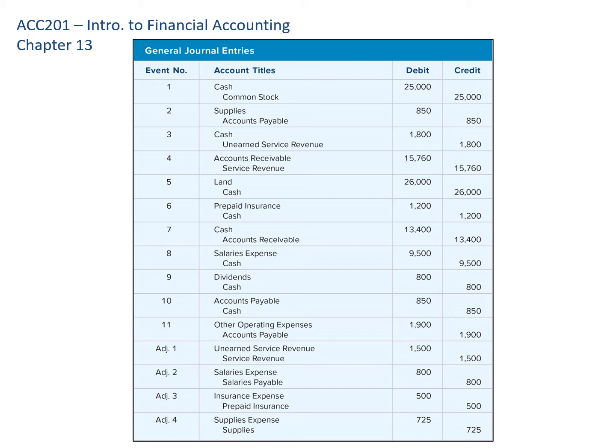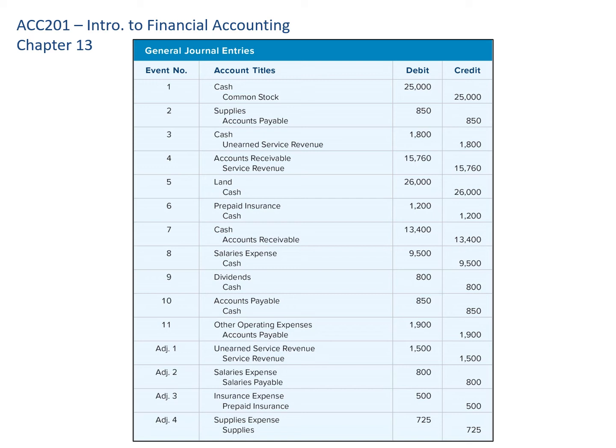Next adjustment, recognize $800 of accrued salary expense, so that's wages that people have earned but that we haven't paid yet. So I increase expenses with a debit and increase the liability with a credit. Next, I recognize $500 of deferred insurance expense. So I reduce my prepaid insurance. So if I increase assets with a debit, I decrease them with a credit. So I credit prepaid insurance and I debit insurance expense to increase it.